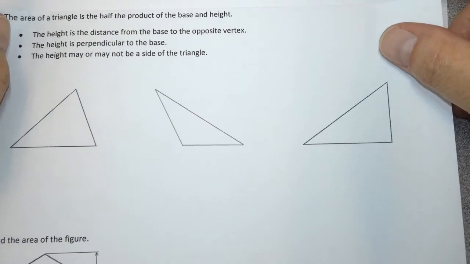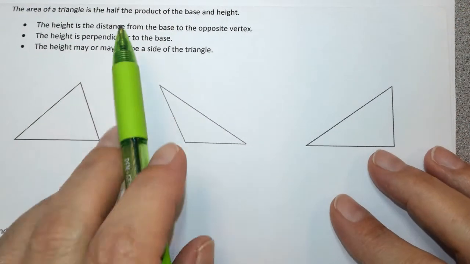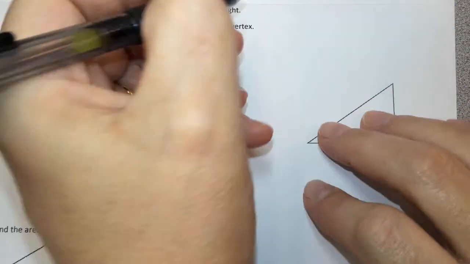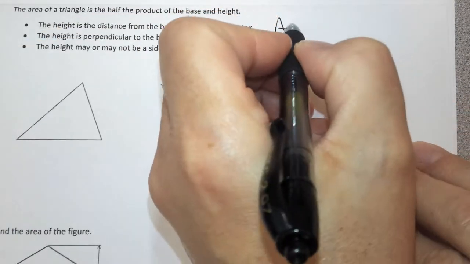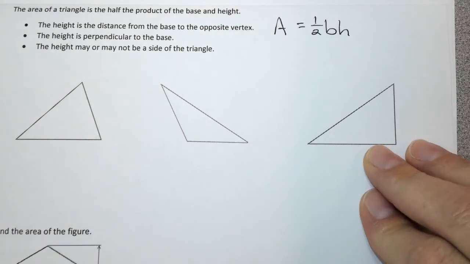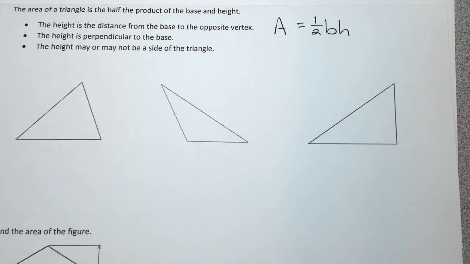So the triangle formula says that the area of a triangle is half the product of the base and the height. In symbols, that's A equals 1/2 times the base times the height. That's a must-know formula for all standardized tests. That's one you need to commit to memory, along with the base times height for the parallelogram.